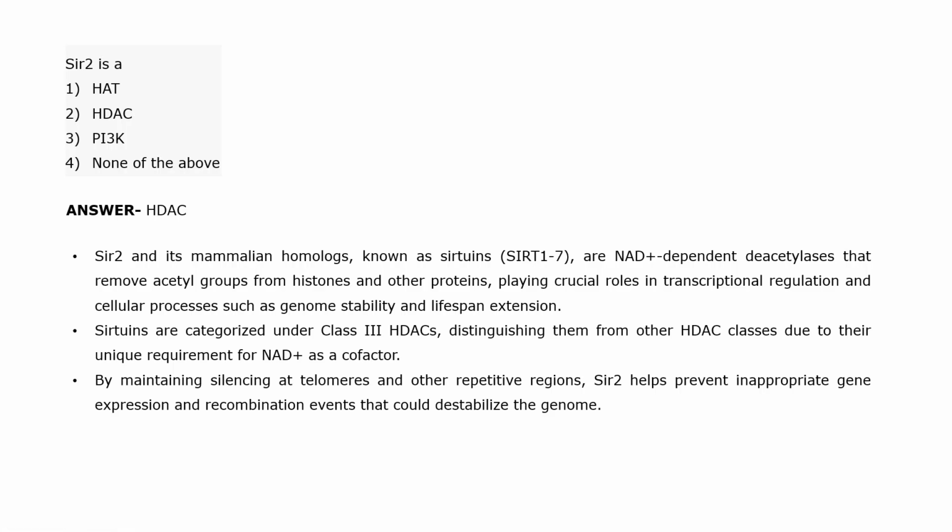So that's the basic answer. SIR2 is an NAD plus dependent deacetylase that belongs to the sirtuin family, characterized by its use of NAD plus as a cofactor, and it is primarily found at telomeres and other repetitive regions. It prevents inappropriate gene expression and recombination events that could affect genome stability, as well as improve the lifespan of that particular chromosome. So I hope I am clear. Does anyone have any doubt?